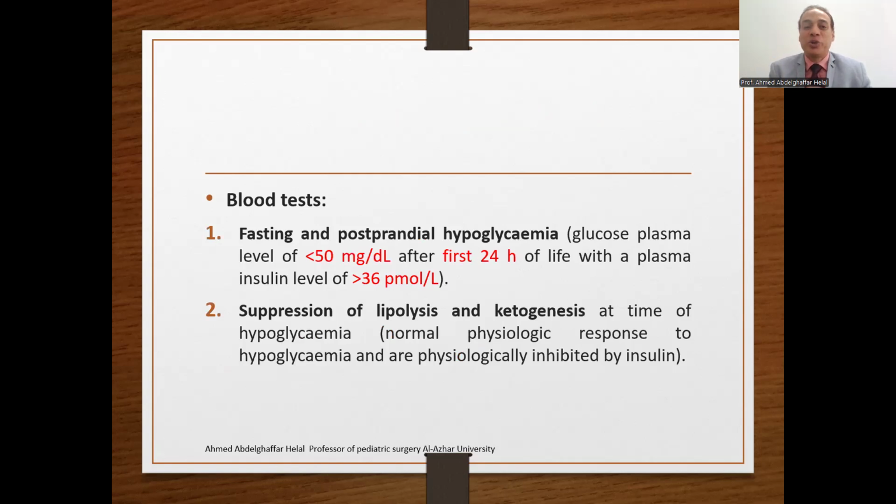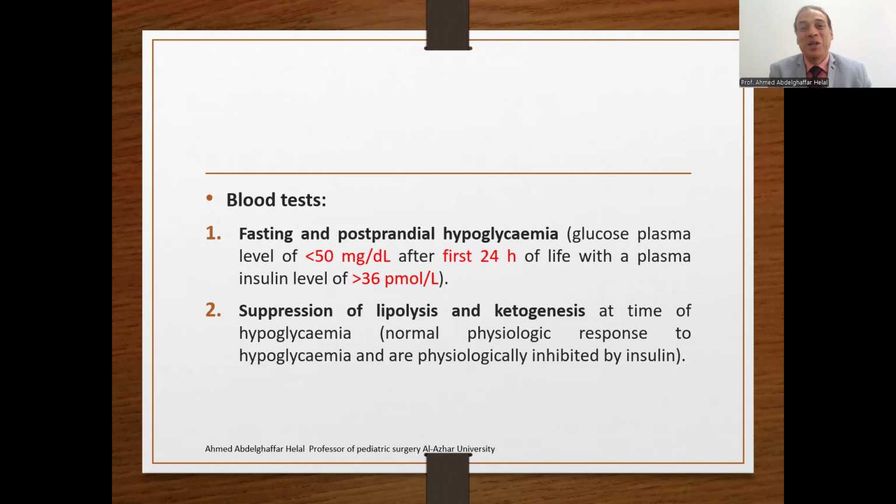In blood tests, we can see fasting and postprandial hypoglycemia, with plasma glucose level less than 50 milligrams per deciliter after the first 24 hours of life, and plasma insulin more than 36. The second point is very important: suppression of lipolysis and ketogenesis at the time of hypoglycemia. Normally, during hypoglycemia, the body starts to get glucose from what? From lipolysis, extraction of the lipids to get more energy, to get glucose. However, here, there is no lipolysis, due to inhibition of this process by insulin.